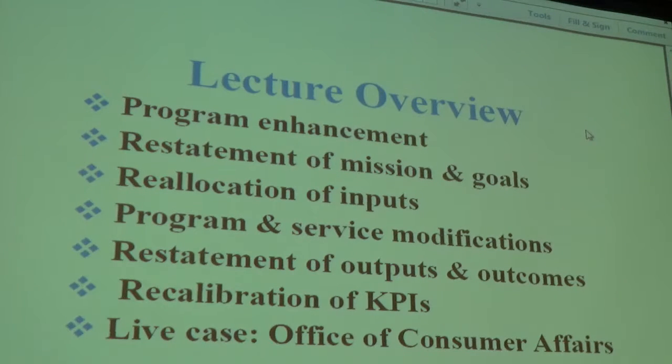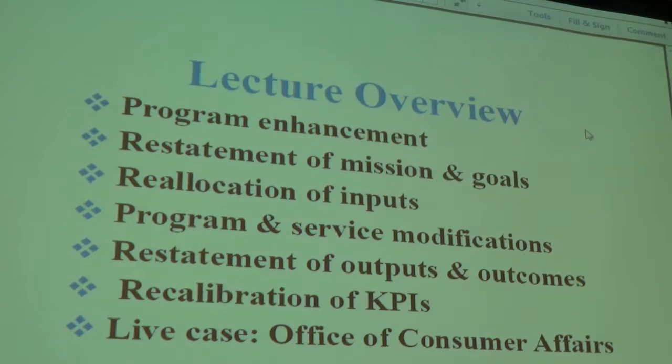As the program changes, the outputs are going to change. The outcomes are going to change based on the program modifications that were implemented. If the mission statement and goal statements change, then the outputs and the outcomes are going to change. They're also going to change based on changes to the inputs. We then recalibrate or recalculate the key performance indicators.